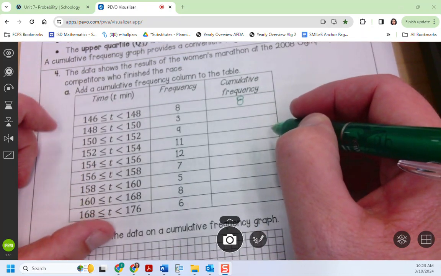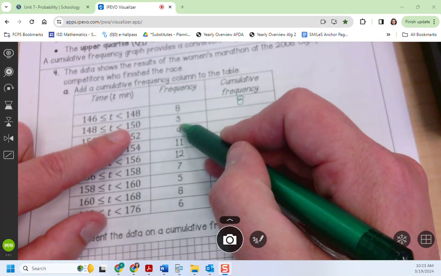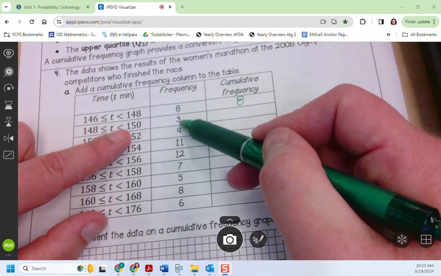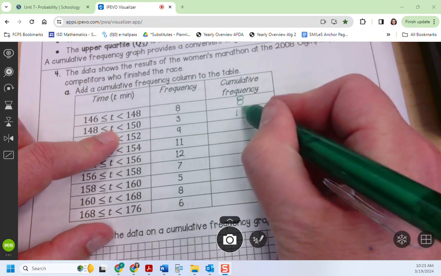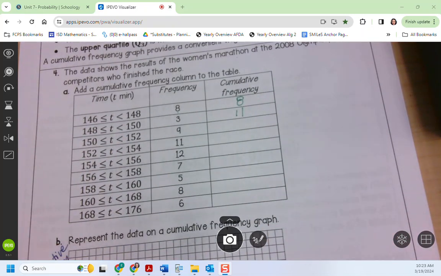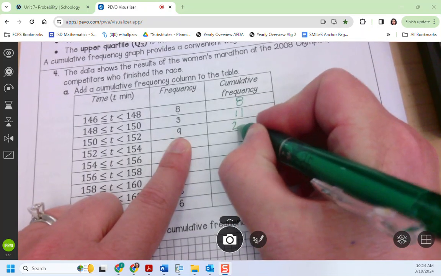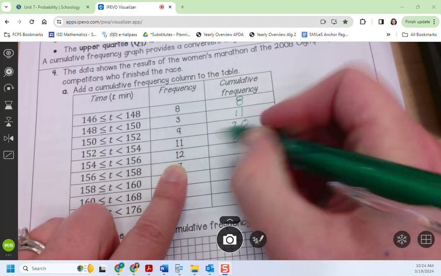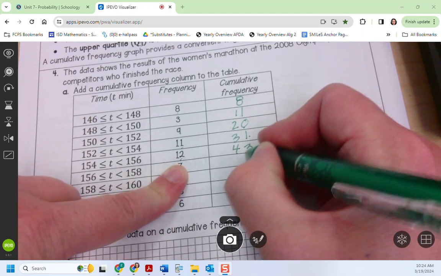Okay, the next interval is 148 to 150. There were 3 women who finished in that time. Cumulative frequency would be how many women finished in this time or less. So we add, and we get 11. So we keep adding. The next one, we add 9 to 11, and then 11 to 20, 12 and 31. Okay, and continue adding these.